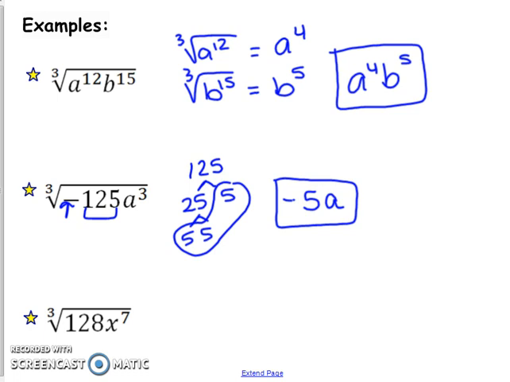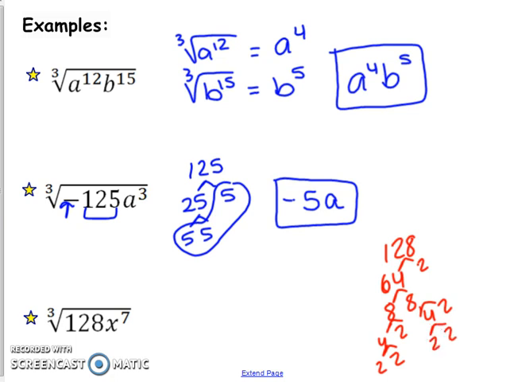Okay, so let's look at the last one here. So 128. Let's make a tree for 128. So 64 and 2, 8 and 8, 4 and 2, 4 and 2, 2 and 2, and 2 and 2. When it gets kind of crazy like this, you might want to X out things you can't use so you know. So I can't use 128, I can't use 64, I can't use 8, I can't use 8, I can't use 4, I can't use 4.